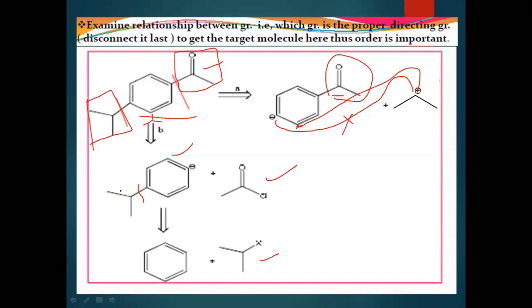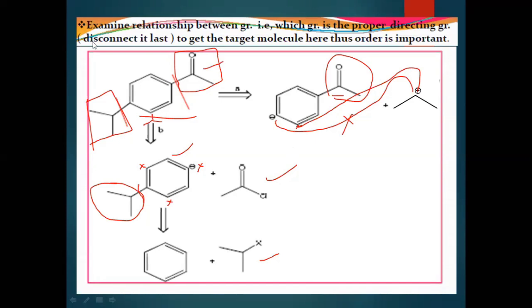acylation, then you know that the group which is already present over the benzene is actually an ortho and para director. So if an ortho para directing group is already present over the benzene system, then the incoming electrophile prefers to attack either at the para or at the ortho position. As the ortho is a sterically hindered site, the first preference will be the para site, and you will get the target molecule.